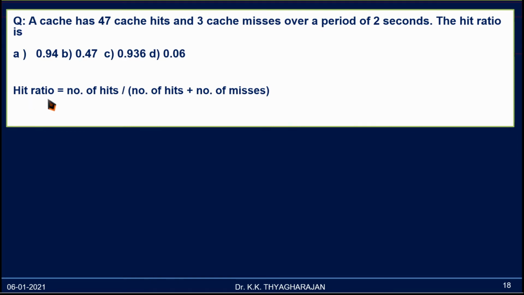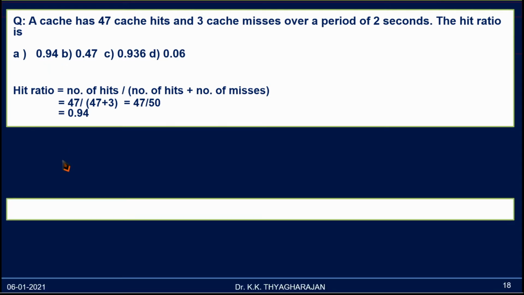The hit ratio is calculated over a period of time. So it may be 1 second or 2 seconds or 1 minute. It may be anything. But you have to find out the ratio of how many hits happened and how many requests happened during that time. So here number of hits is 47, then number of hits plus number of misses will be 47 plus 3. So 47 by 50, that will be equal to 0.94. So A is 0.94, and the correct answer is A.